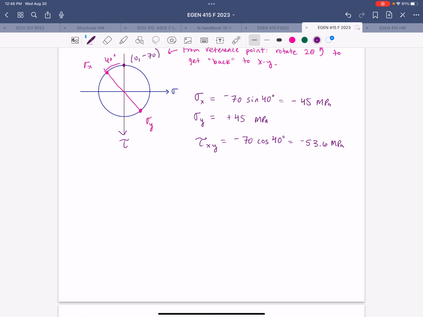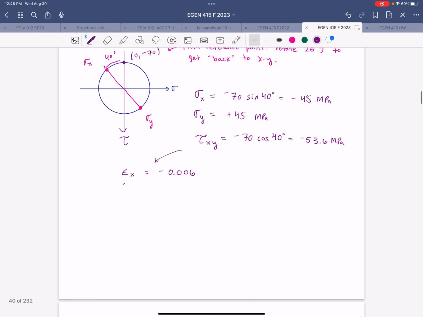All right, and then plugging in values for our constitutive equations, we would get normal strain in X of 0.006. I will spare you the repetitive calculations. Normal strain, positive 0.006, and shear strain of negative 0.0014 radians.